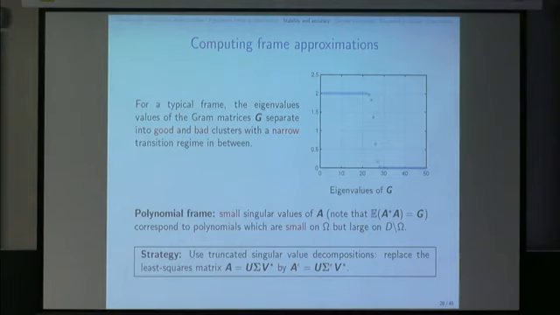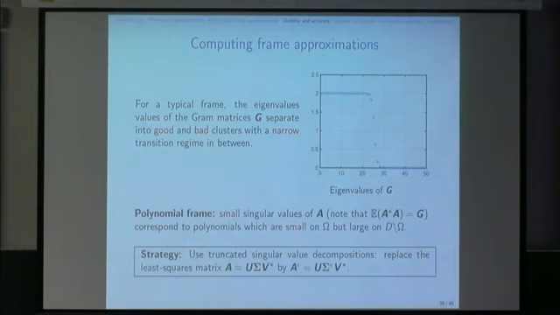So for this polynomial frame that we've been looking at, the small singular values correspond to polynomials which are small on omega but large on D. What does that mean? Well, that means that actually I don't need these in my approximation. I only care about approximation in omega. I might as well throw out the small singular values and the small singular vectors because they give rise to polynomials that aren't going to affect my approximation in any way.